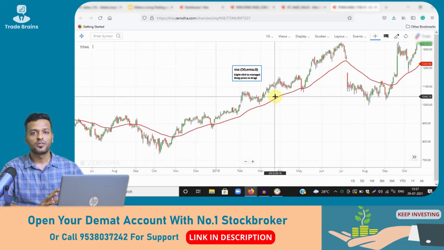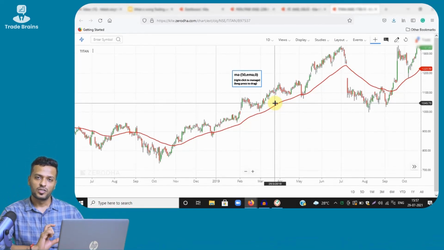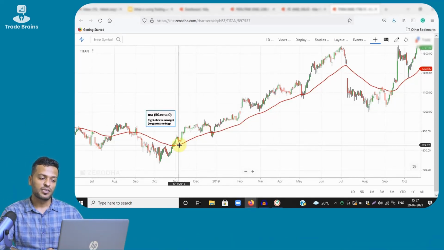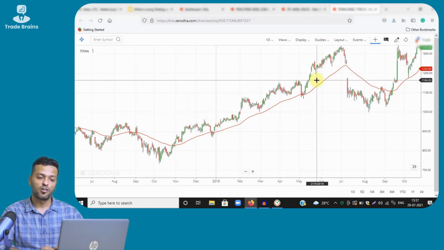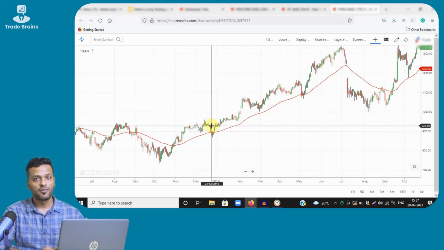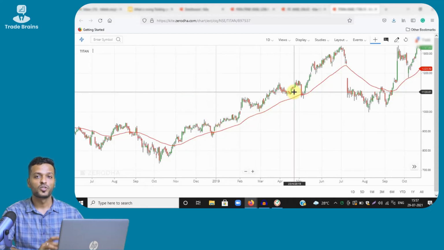We are not talking about capturing the whole move. The idea is to capture that swing trade which it gave you. The market traded above the moving average, and as and when it came to the moving average, it gave you buying opportunities. You would have lost money in one of the trades, but you would have made money in almost 4 trades.